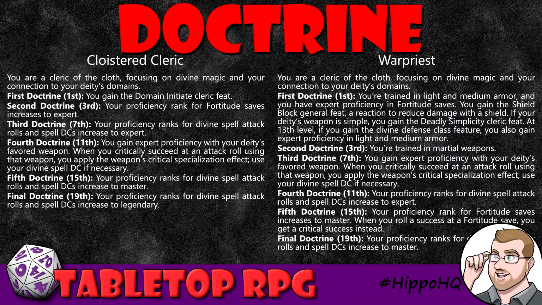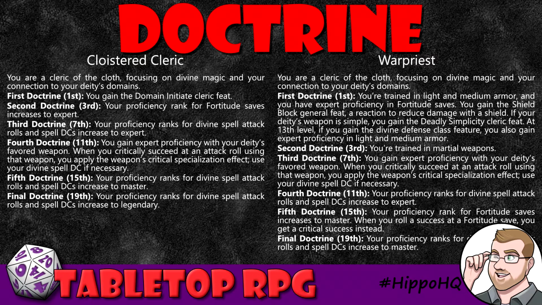The War Priest focuses more on battle and getting better weapons and armour, with better physical attacks at higher levels, but weaker spellcasting abilities. Your first doctrine is you are trained in all light and medium armour, you have expert proficiency in fortitude saves, you gain the Shield Block General feat, a reaction which lets you reduce damage while holding a shield, and if your deity's weapon is simple, you gain the Deadly Simplicity Cleric feat. At 13th level, if you gain the Divine Defense class feature, you also gain expert proficiency in light and medium armour. Your second doctrine is you are trained in all martial weapons.